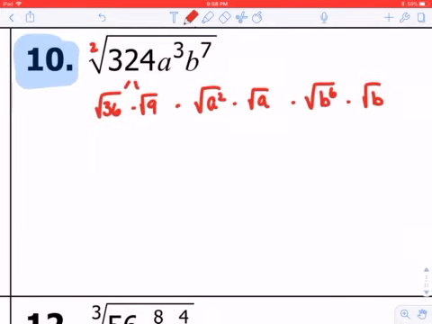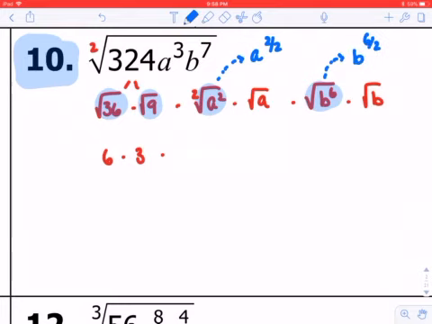So as I simplify these, you'll notice I'll be able to simplify my 36, my 9, my a squared, and my b to the 6th. And the a and the b will be in their own radical at the end. So the square root of 36, well, that's going to be 6. The square root of 9 is 3. A squared, this is the square root of a squared. Give you a quick reminder here. This is a to the 2 over 2. By the way, the b to the 6th, that's going to be b to the 6 over 2. So when I simplify, you'll see that this will be now a to the 1st.